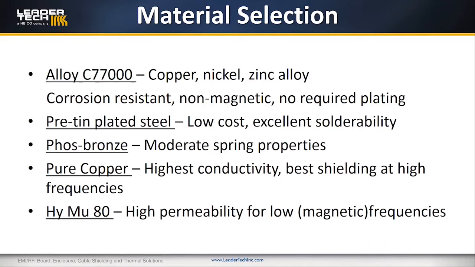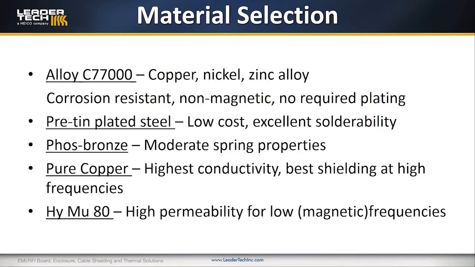Another type of material is a phosphor bronze. This is a good material. It doesn't require any type of heat treating, but it does have moderate spring properties. So we've used this before. Say you had a shield that has a connector going through it, and you would put a type of light spring finger to make contact on that connector and give you good grounding. That's something where phos bronze would come into play. The phosphor bronze does come pre-tin plated if you need it, but generally we see those being post-plated after processing.